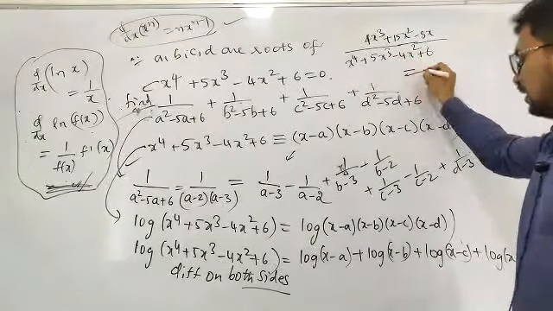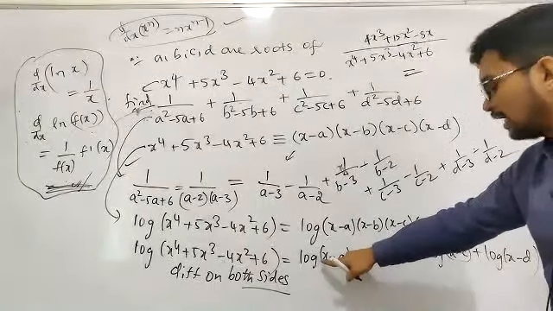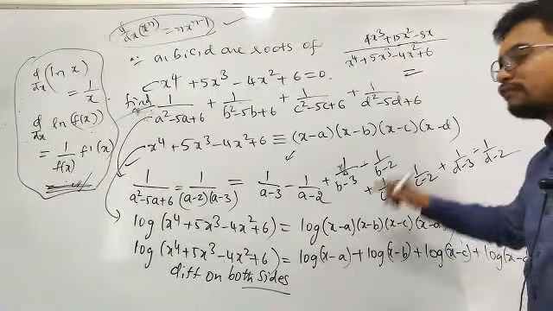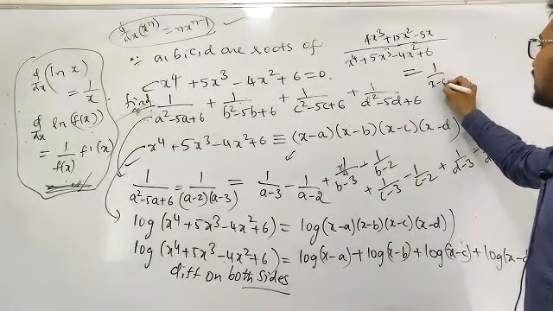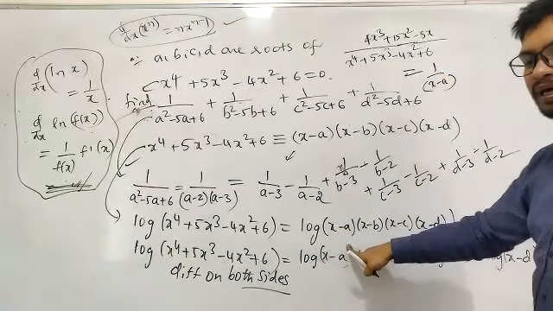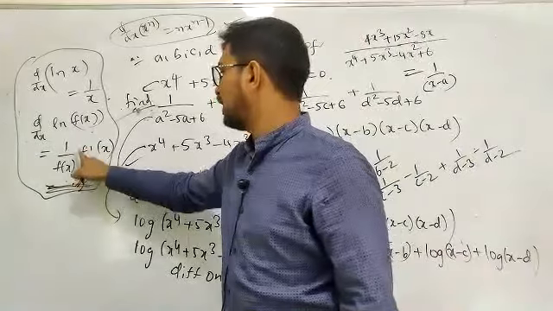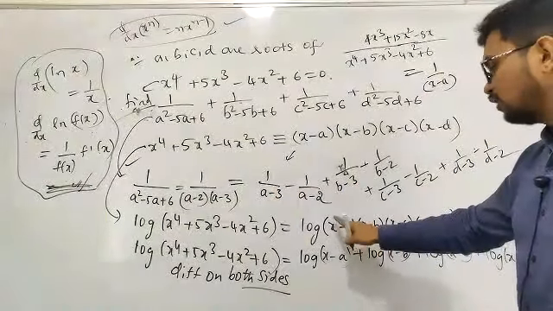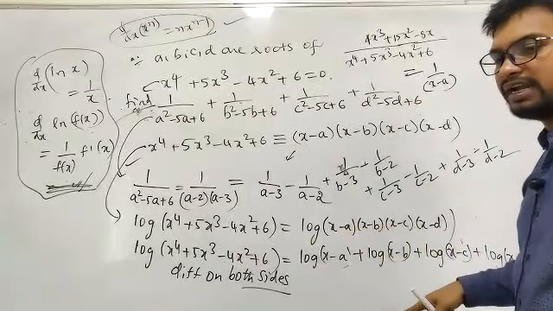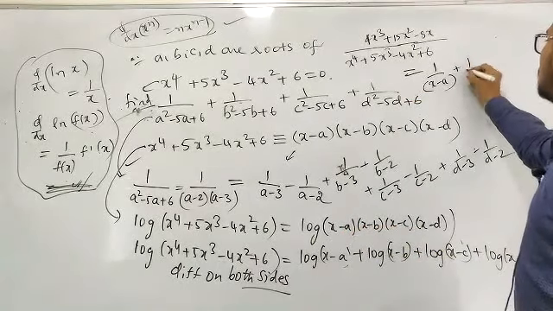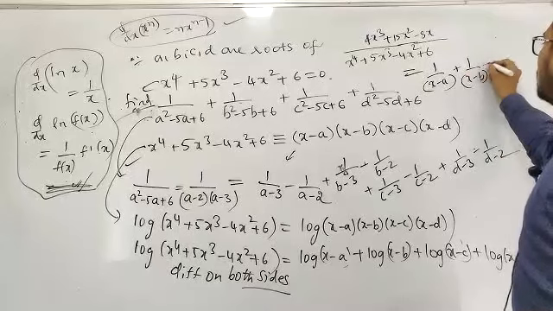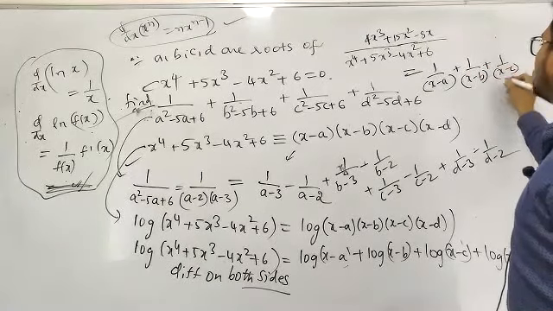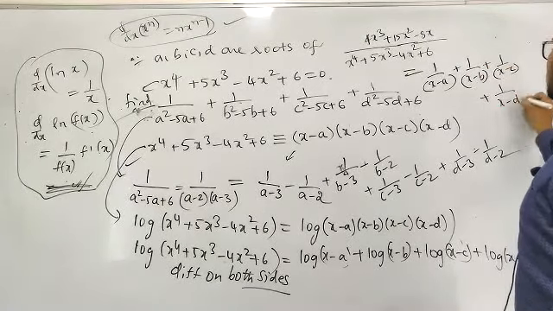And the derivative of this part. First, the derivative of log of x minus a is 1 by x minus a into the derivative of x minus a. So that is 1 by x minus a, since the derivative of x is nothing but 1. Plus 1 by x minus b, plus 1 by x minus c, plus 1 by x minus d.